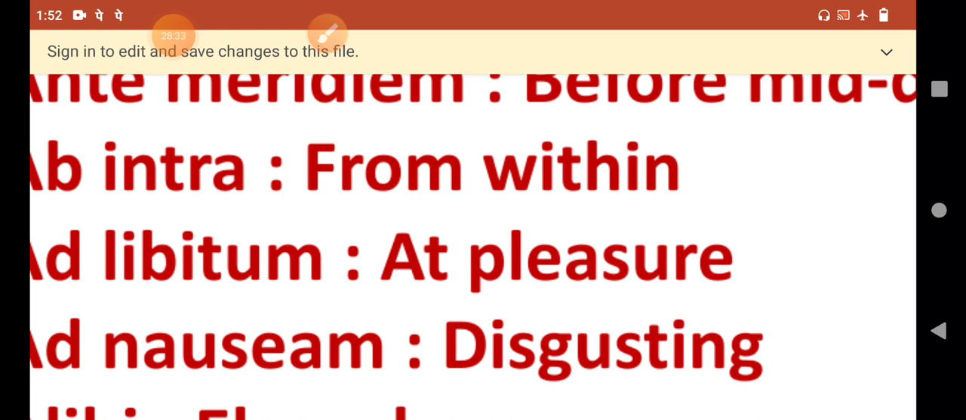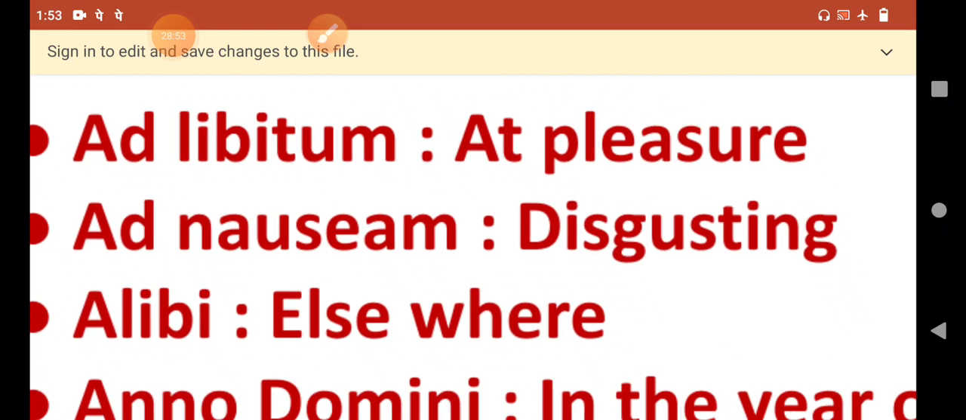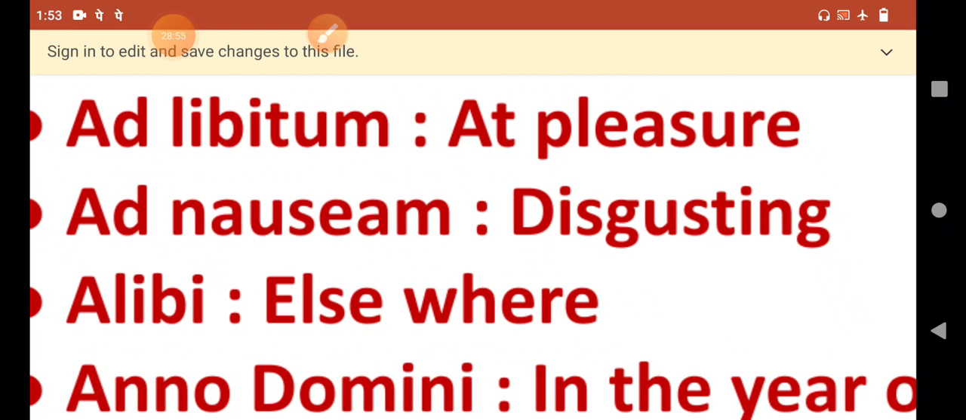For example, mice that were fed ad libitum. The amount of food was not restricted here. You take more food, that is your pleasure. You have been given freedom. That is the meaning of ad libitum.